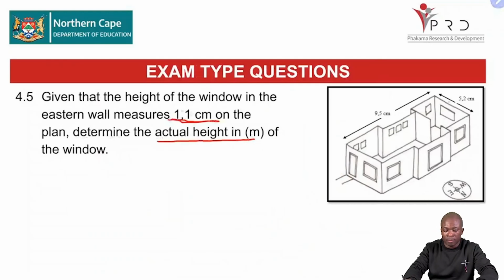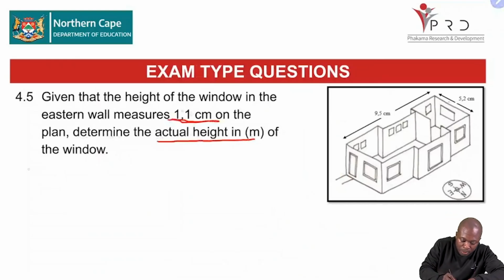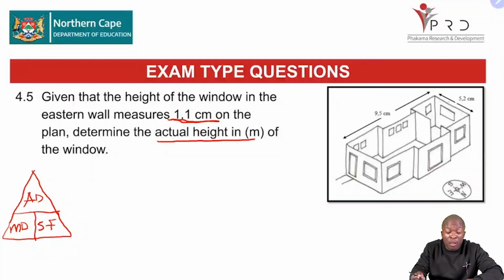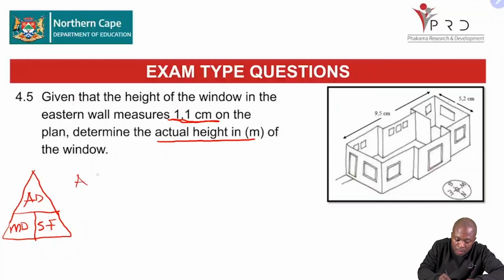Welcome back. So again, remember, you have to draw your diagram and divide it. What should be at the top is our AD. At the left here is our MD. And then on the right is our SF. So if you actually want, you can write them down. You have your AD, MD, and then you have SF.